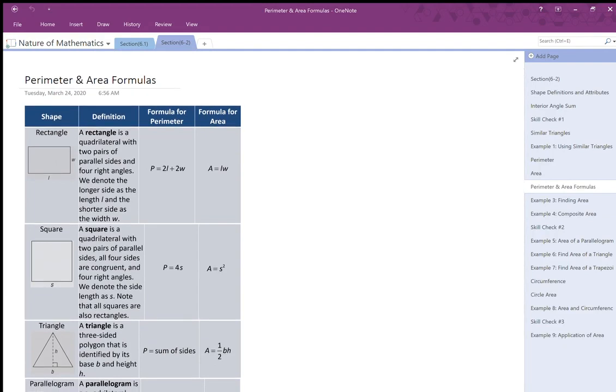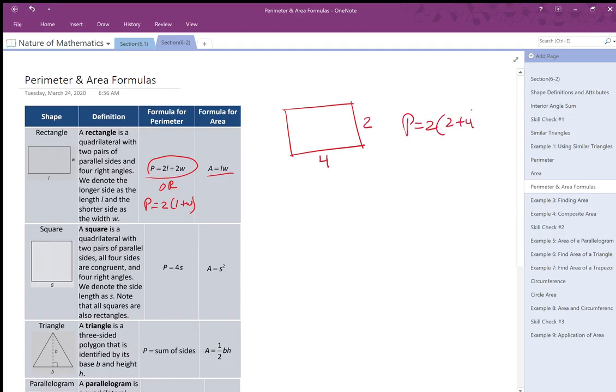So here are our formulas. If we have a rectangle, the perimeter is 2 times the length plus 2 times the width. Or you can say perimeter is 2 parentheses length plus width. Both are correct. If we have a rectangle, area is length times width. So if we look at an example here, perimeter is 2 times 2 plus 4. Perimeter is 2 times 6, which is 12. And we would say the area is 2 times 8, which is 16 units squared, versus just units for the perimeter.